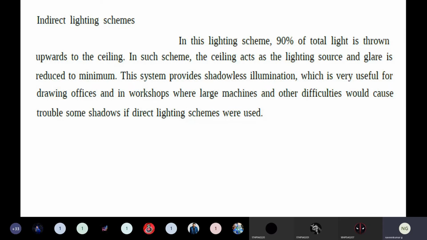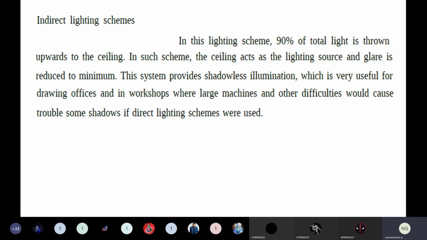So this type of system provides a shadowless illumination. So this is very useful in offices and in workshops where we require precision. For example, architectural drawings you have to draw or building plans you have to make. Usually architects go for indirect lighting scheme. They require clarity and precise information, that is the room square feet when they are scaling it down before they finalize a building plan.